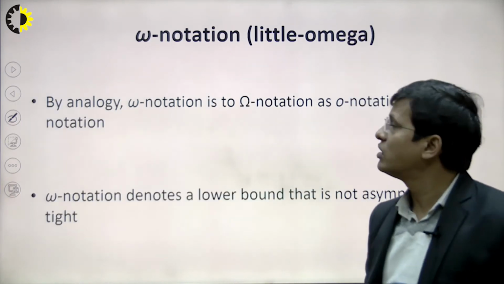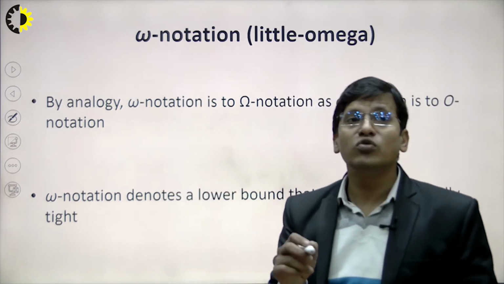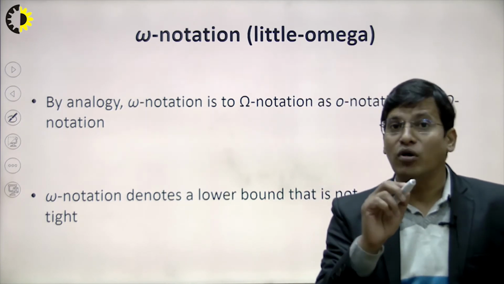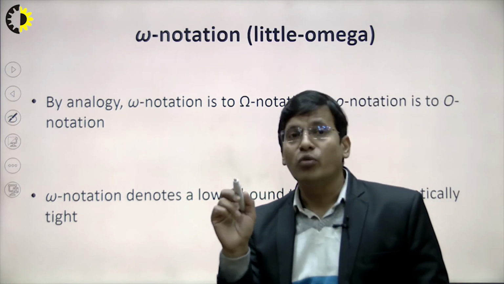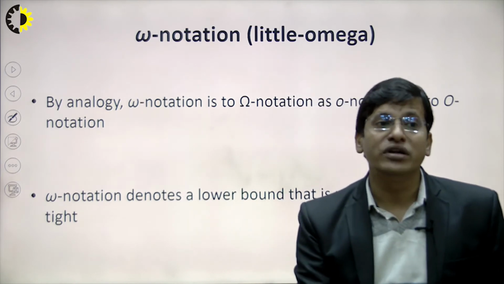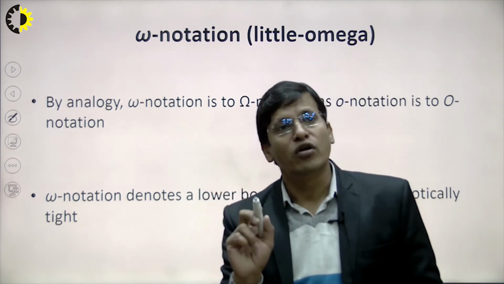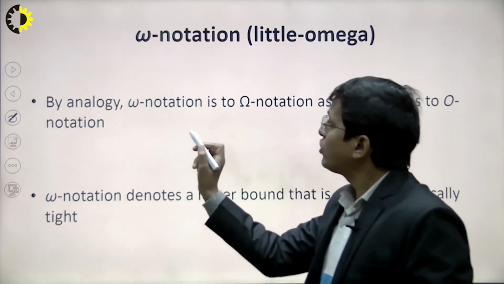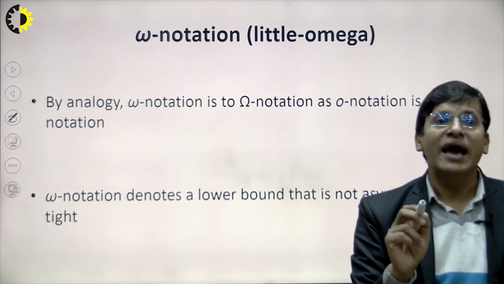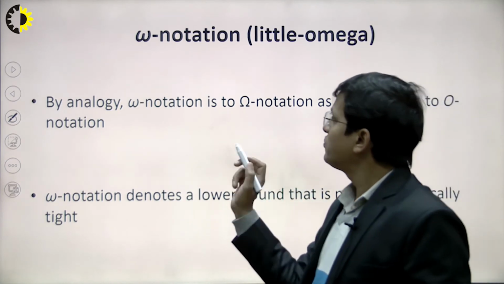Now we see the little omega notation, right? Little omega notation is similar to the big omega notation, but this is not a tight bound. Big omega notation is the asymptotically tight bound, but here it is not a tight bound, right? By analogy, little omega notation is to big omega notation as little o notation is to big O notation. That is very simple, right?